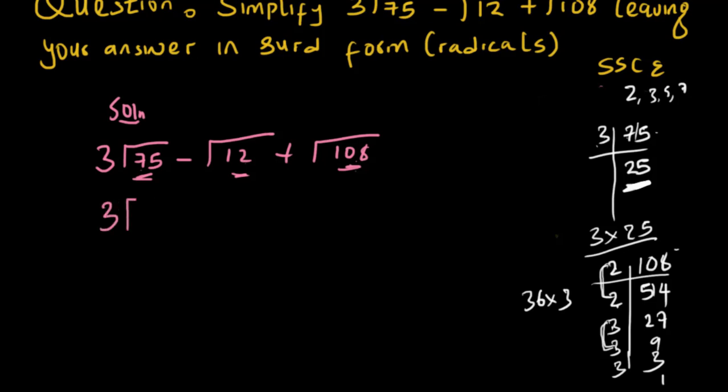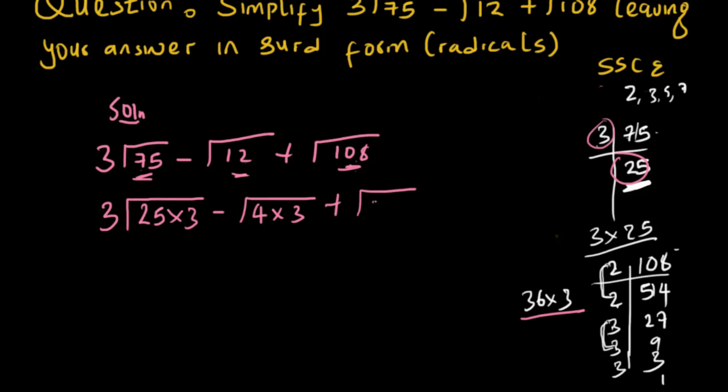So we have 3 square root. 75 is 3 times 25. So we'll put 25 times 3, minus square root 12, which is 4 times 3, plus square root 108, which is 36 times 3.